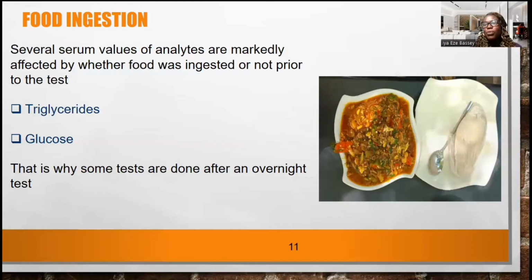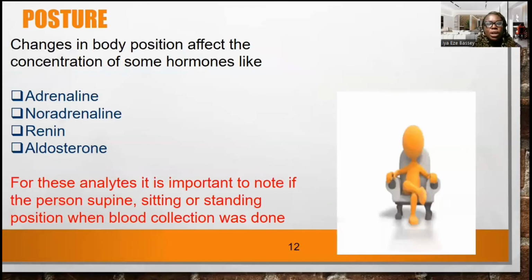That is why when you come for those tests, they tell you that you should fast overnight. That is after your evening meal. You should not take anything throughout the night till the next morning, usually about 8 hours, without food before you come for the test.